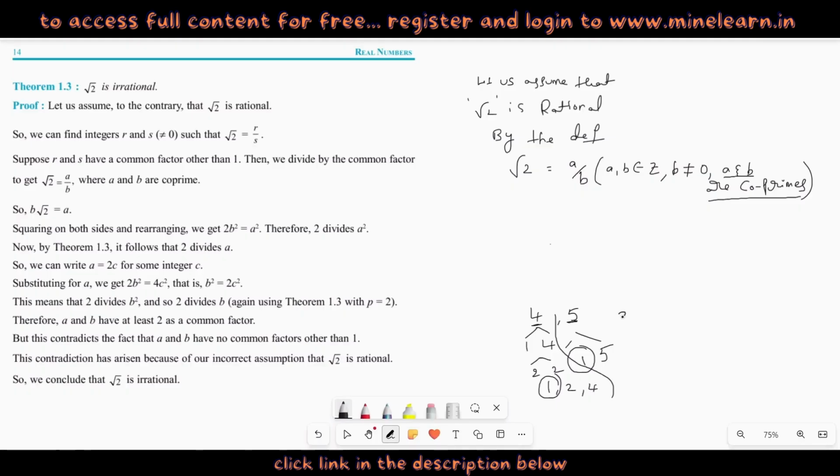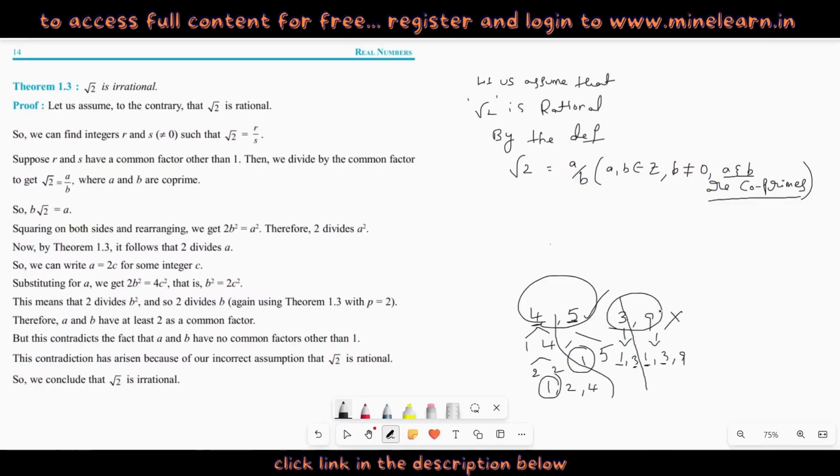Suppose let us take 3, 9. What are the factors of 3? 1, 3. What are the factors of 9? 1, 3, 9. Now what is the common factor here? 1 and also 3. So these two are not coprimes. These 4 and 5 are coprimes. But what about this pair? Only 1 should be the common factor, I told you, but here 3 is also a common factor. So 3 and 9 are not coprimes. Now, did you understand about coprimes?